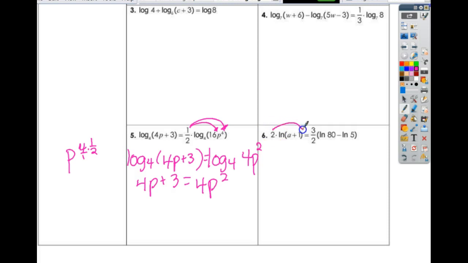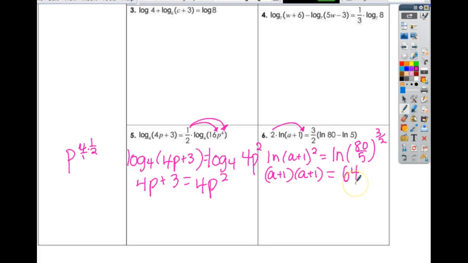So first of all, I'm going to take the 2, and this is in parentheses, so it has to go here, right? So I'm going to get ln of (a plus 1) squared. Then, this is division, right? So I have ln of 80 over 5, and I have to raise it to the 3 halves. So now I have ln on both sides, so I'm going to get (a plus 1) times (a plus 1). And on this side, 80 divided by 5 is 16. And then I have the square root. What's the square root of 16? 4 raised to the 3rd power is 64.